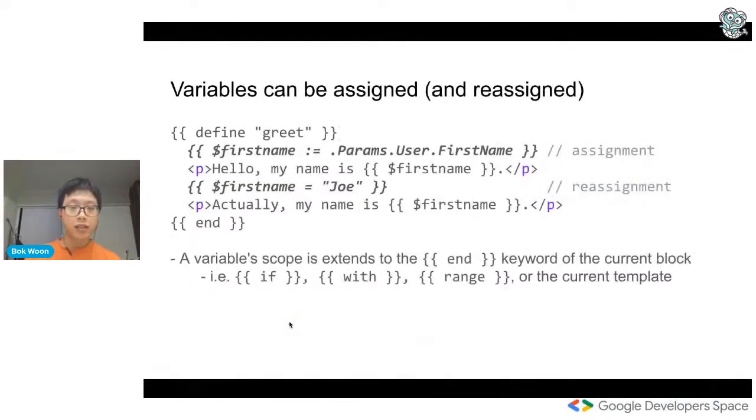So variables can be assigned and reassigned. So you have this, you can assign this. If you don't want to type this, you can assign to a variable and then use it everywhere, or you could reassign it just like Go. So in Go, you declare variables using this colon equals, then you assign existing variable using equals, same thing. And the scope of a variable exists until the end of the current block. So if it's either if end or with end or range end or just a current template.